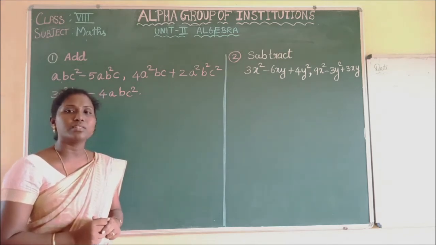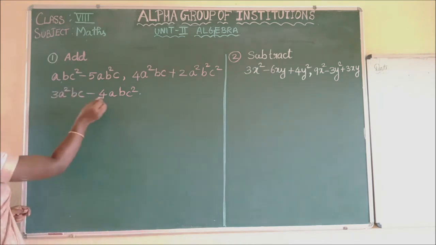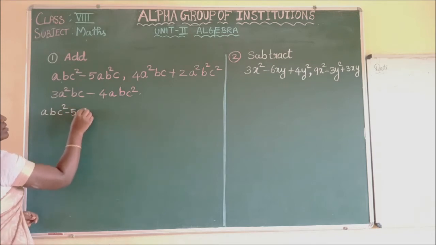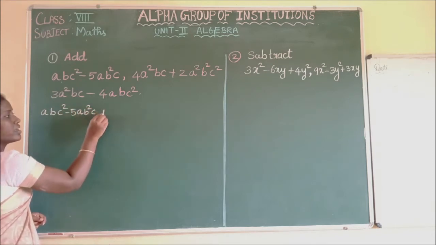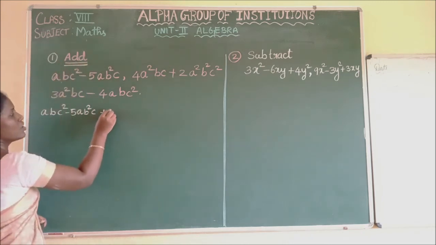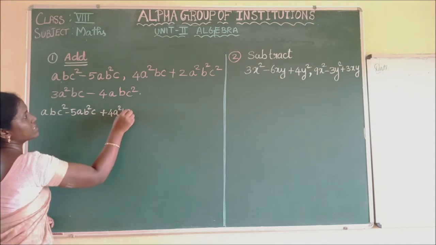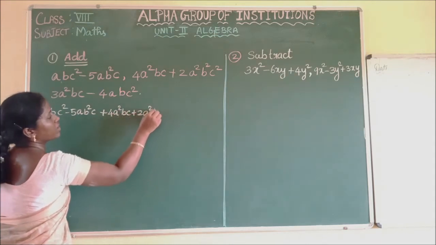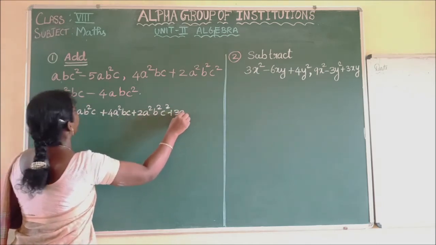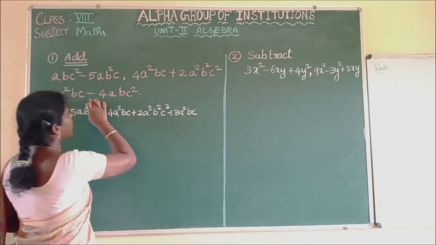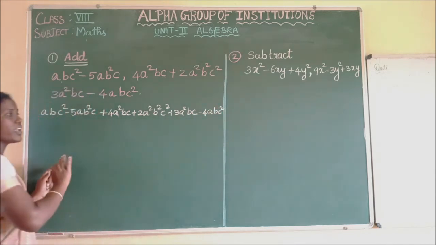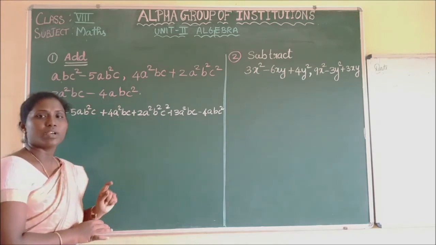How to add this? We have to first arrange this. abc square minus 5ab square c. Remove the comma and put plus, because we are going to add the expressions. Plus 4a square bc plus 2a square b square c square plus 3a square bc and minus 4abc square. I removed all the commas and we are putting the plus sign.